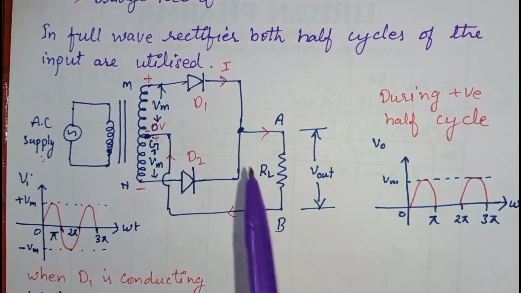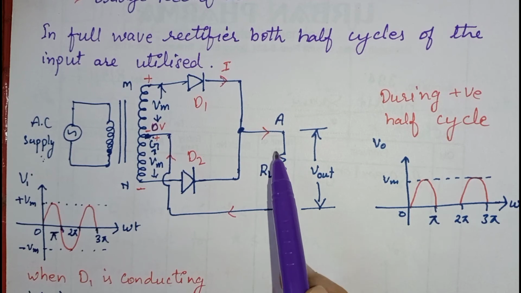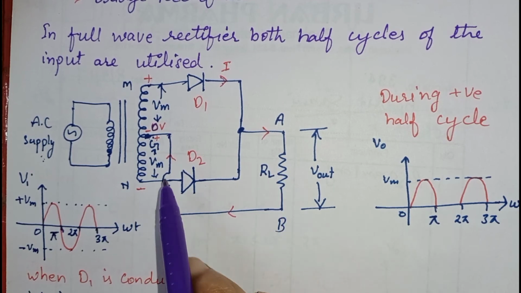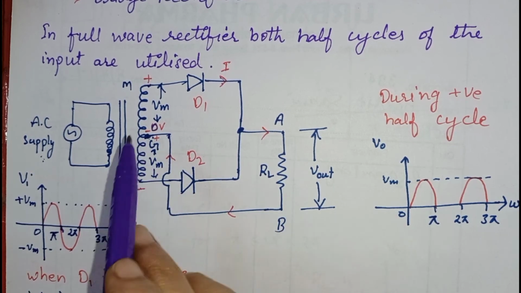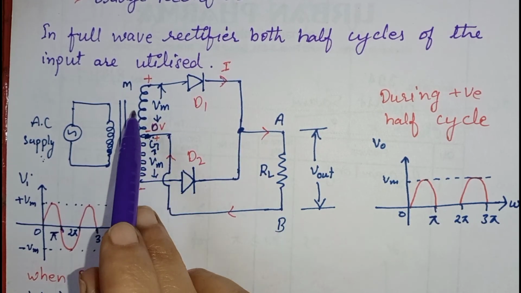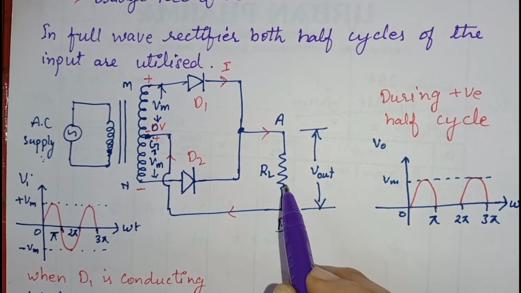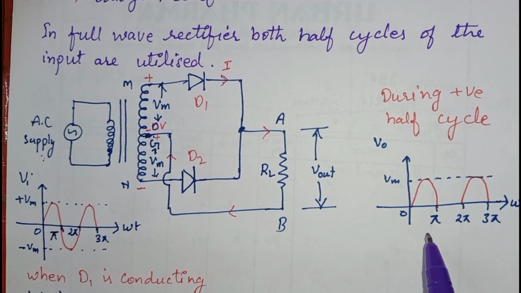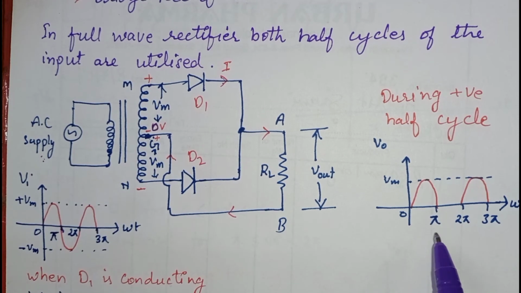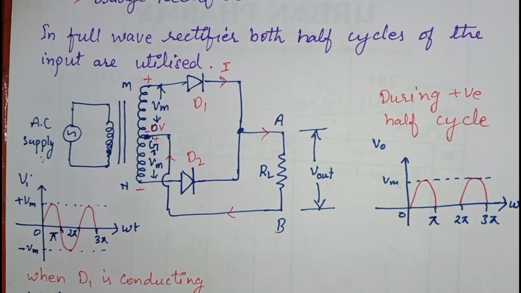This red mark shows the flow of current in this direction through RL from A to B and again up to the ground. So this is the path through which the current is flowing. So here will be the output across this RL. The output when the diode D1 is conducting is like this. From 0 to pi we will get the same wave as we have at the input of the rectifier.